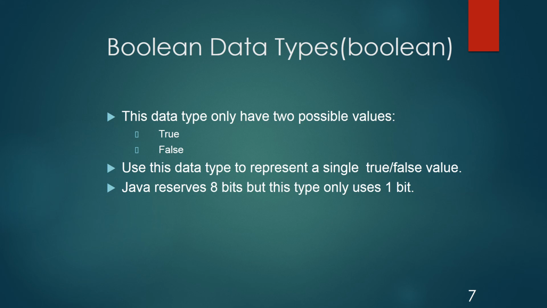Now we see Java reserves 8 bits, but this type only uses 1 bit. The memory reserved for this Boolean type is 8 bits, but since it can have only two values, either 0 or 1, only 1 bit is required to store the Boolean values.